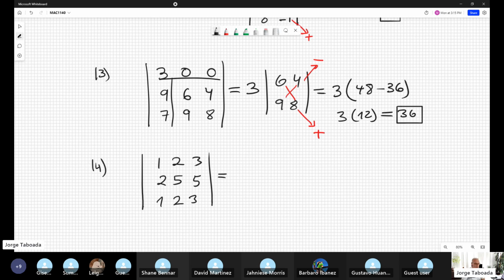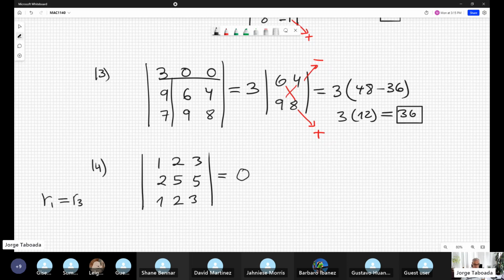Okay, so now let's focus on 14. Wow, I see something interesting. I saw that row 1 is equal to row 3. Do you see or no? This row and this row are the same. And what happens when two rows or two columns are the same in a determinant? Do you remember? Somebody remember? No idea? The answer is 0, when you have two rows or two columns equal.